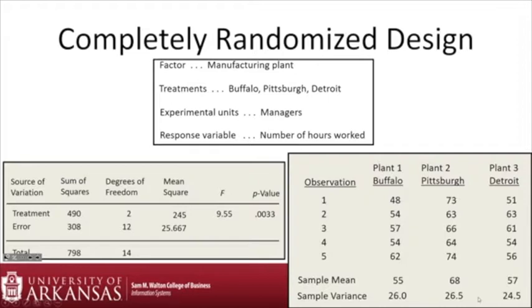Okay, 5 different managers from 3 different plants. Buffalo, the mean's 55. Pittsburgh, the mean they work 68 hours a week. And Detroit, they work 57 hours a week. Do you think there's a difference between our means?